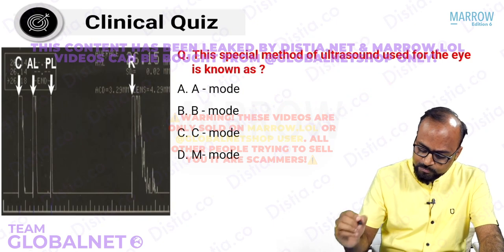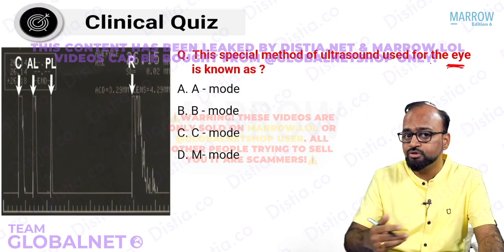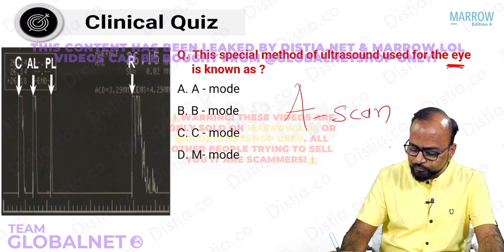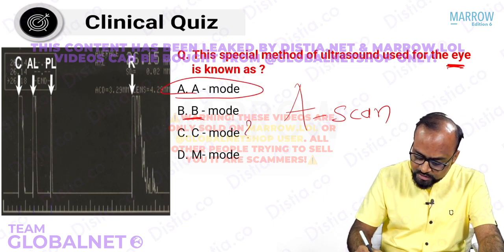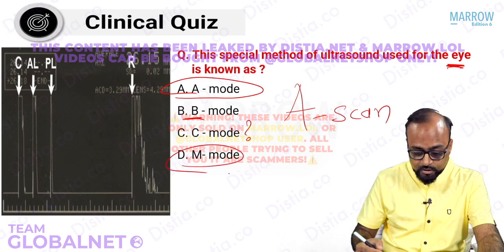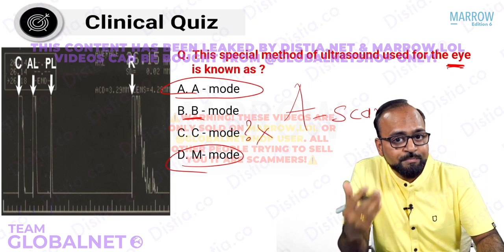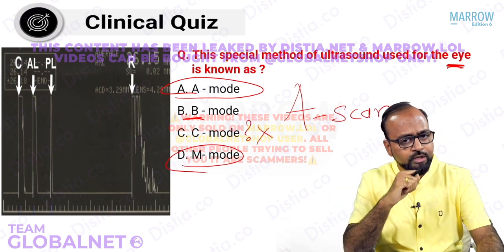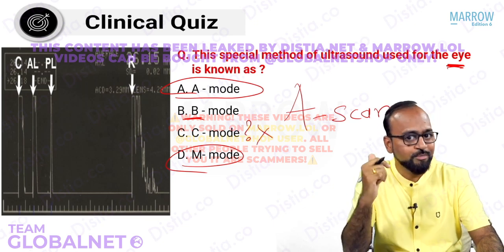This special method of ultrasound used for the eye, so this is the only application of this particular technique in the eye, is called the A scan or A mode. What is this A mode, B mode? Is there a C mode? And what is this M mode? There's no C mode, for your information. These are all methods of display of ultrasound data. How does ultrasound work, right? These are all things that we are going to discuss when we go to the ultrasound animation here.